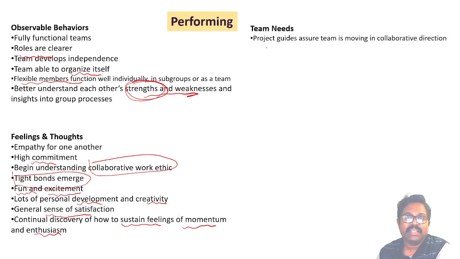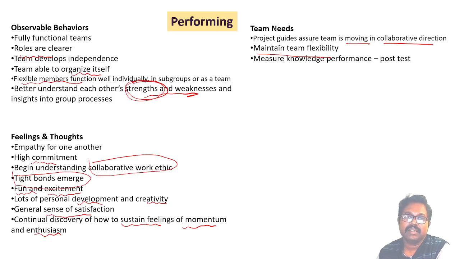So what are the team needs here? The project guide should assure the team that they are moving in a collaborative direction, they're performing well, they need to appreciate their individual contributions, and they should maintain team flexibility. As an individual member, they need to be flexible within the team, they need to respect each other's responsibilities and decisions, and they need to measure the knowledge performance.